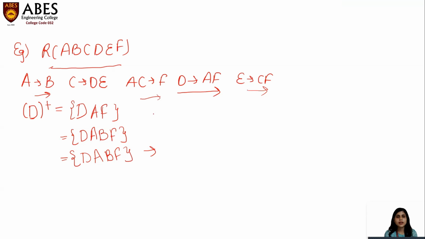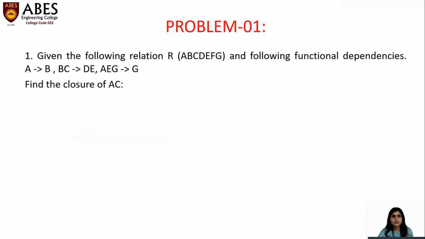So we can conclude that through D, we can determine these many attributes. Okay, so this is a very basic concept. It's quite easy to understand. Now let's discuss some practice problems related to this closure concept.